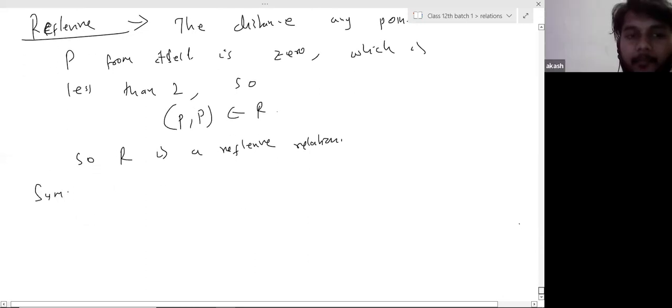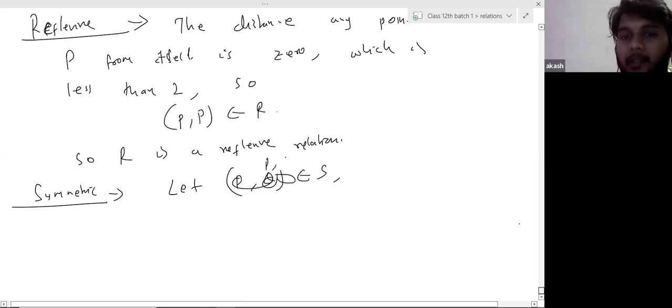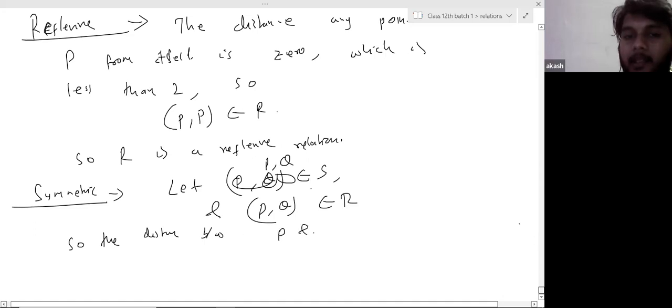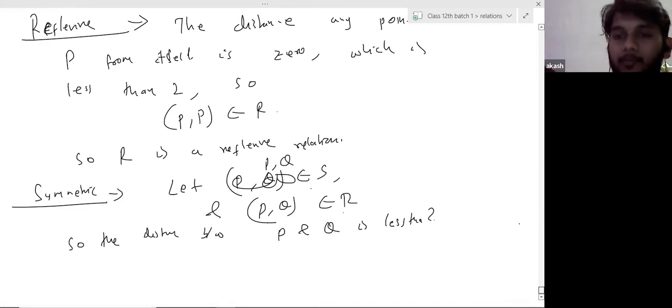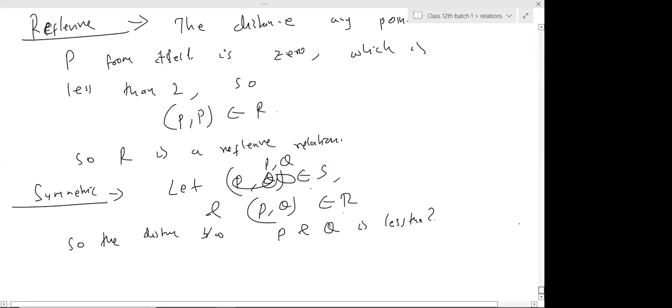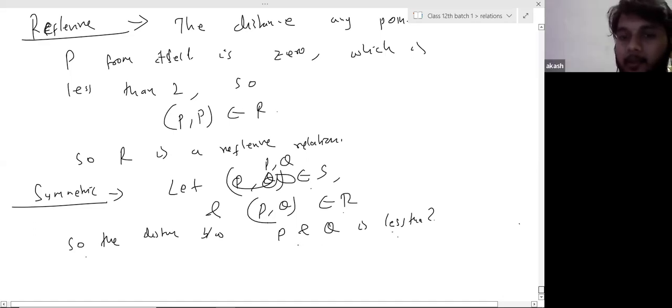All right. Now symmetric. We can say let (P,Q) belong to S. All right, there are 2 points P, Q who belong to S, and (P,Q) belongs to R. That means the distance between P and Q is less than 2. Right? If (P,Q) belongs to R, that means the distance must be less than 2. Now, Shikhani, if I say the distance between a point A and B is 2, then what will be the distance between B and A? 2. Absolutely right.